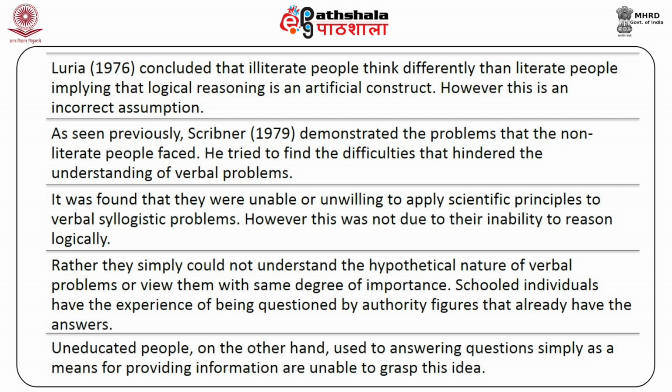Luria in 1976 concluded that illiterate people think differently than literate people, implying that logical reasoning is an artificial construct. However, this is an incorrect assumption. As seen previously, Scribner demonstrated the problems that non-literate people faced. He tried to find the difficulties that hindered the understanding of verbal problems. It was found that they were unable or unwilling to apply scientific principles to verbal syllogistic problems. However, this was not due to their inability to reason logically. Rather, they simply could not understand the hypothetical nature of verbal problems or view them with the same degree of importance. Schooled individuals have the experience of being questioned by authority figures that already have the answers.